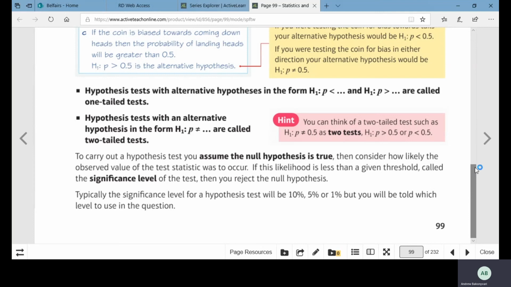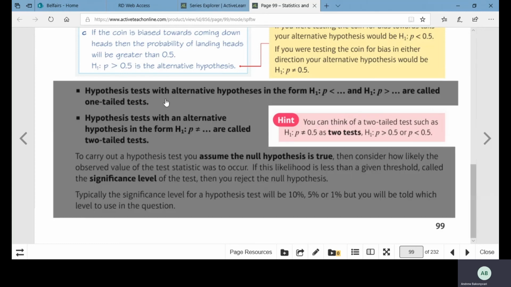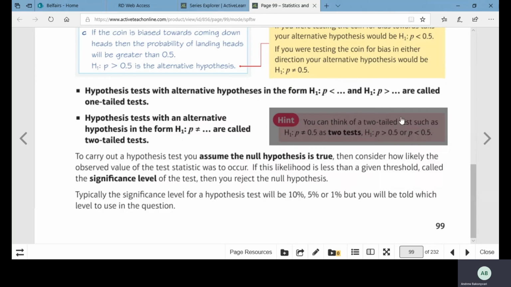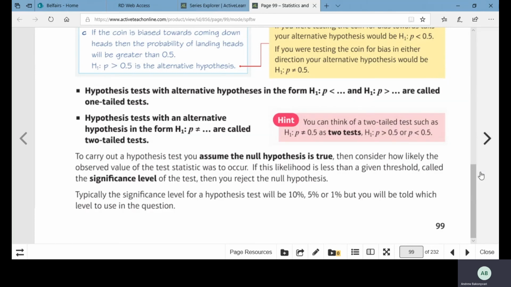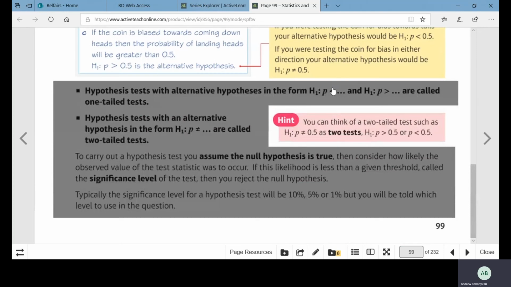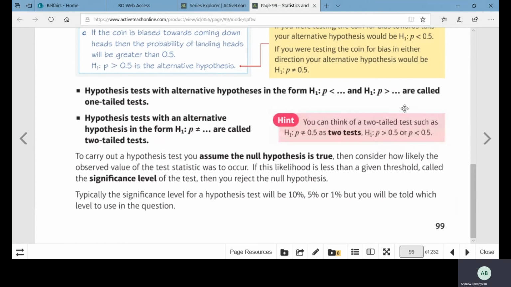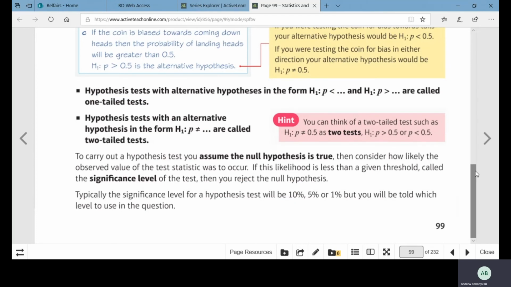Okay, so hopefully just a short clip here, just to talk about this next point of the chapter before we have a look at example 2. Hypothesis test with an alternative hypothesis in the form of basically the last one we did, from the example we've just seen, which was example 1. If we're saying that the coin is biased towards heads or biased towards tails, what we're going to end up with is a probability less than or probability greater than as our alternative hypothesis.